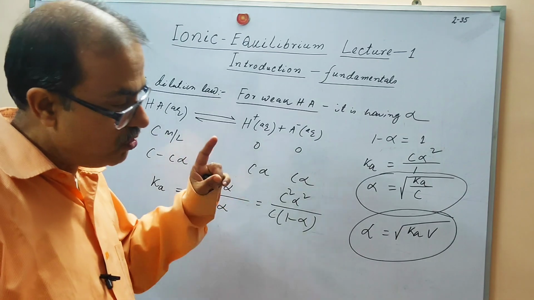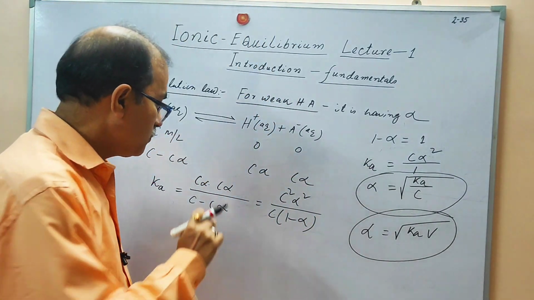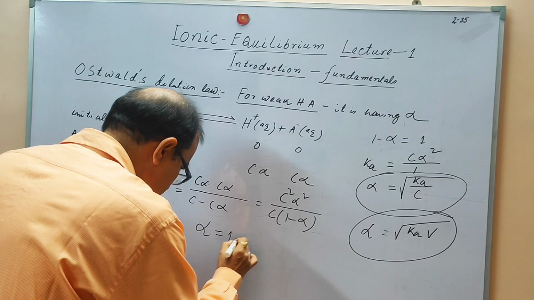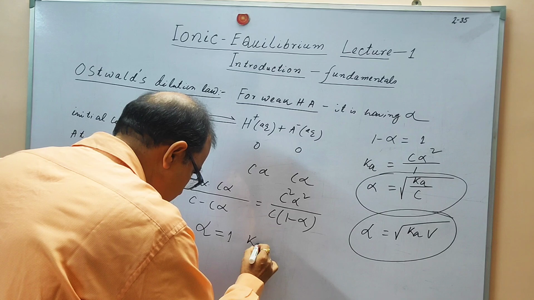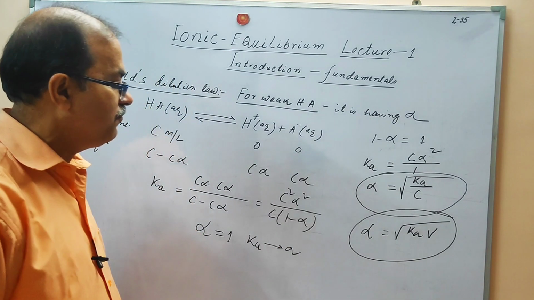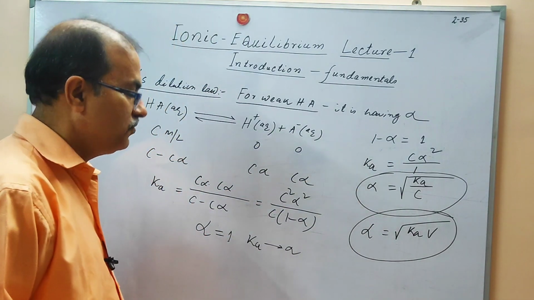This equation is only applicable for the weak acid, because for the strong acid we already discussed alpha is equal to 1, and for that you can say Ka is actually close to infinity. So this equation will only be applicable for weak acids.